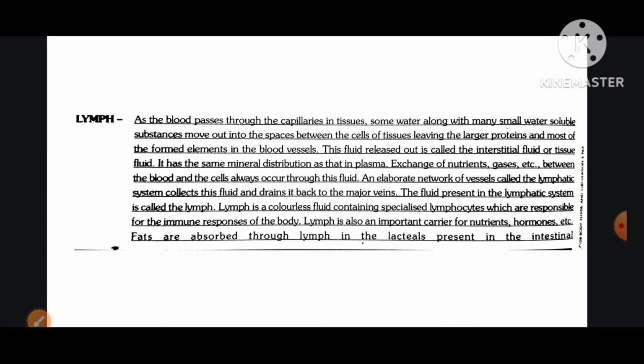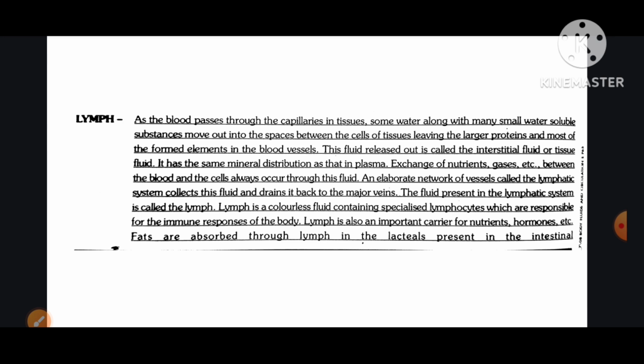Lymph. As the blood passes through the capillaries in tissue, some water, along with many small water-soluble substances, moves out into the space between the cells of tissue, leaving the larger proteins and most of the formed elements in the blood vessels. This fluid released out is called the interstitial fluid or tissue fluid. It has the same mineral distribution as that in plasma. Exchange of nutrients, gases, etc.